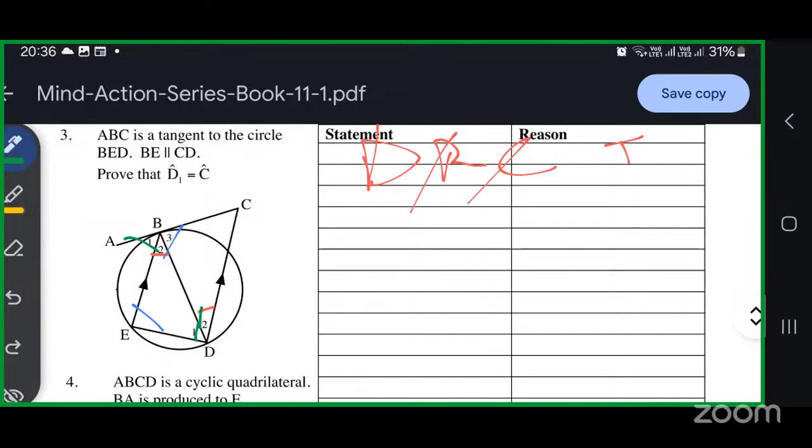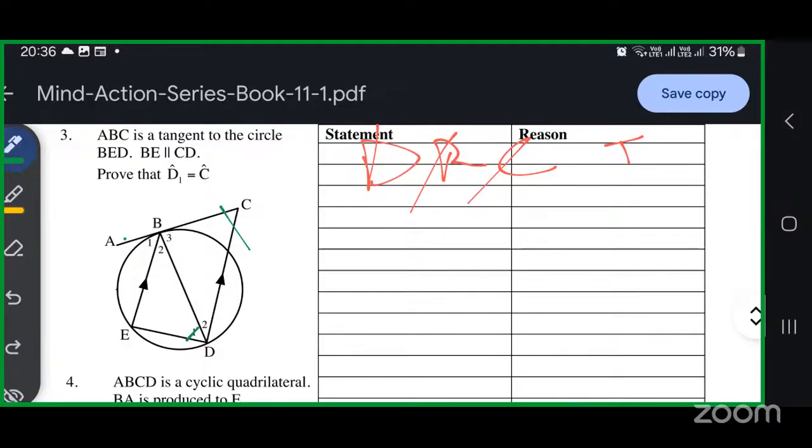Okay, and to just save some time. So there's that tangent. Now I'm saying this angle is equal to that angle, tan chord theorem, and this angle is equal to that angle, tan chord theorem. We are required to prove that D1 is equal to angle C. D1 is just this one here. We want to prove that this angle here, D1, is equal to angle C.